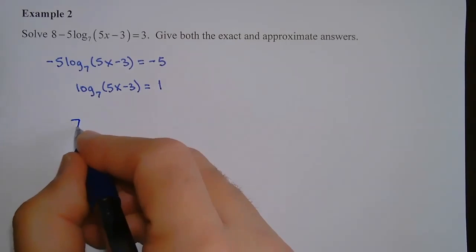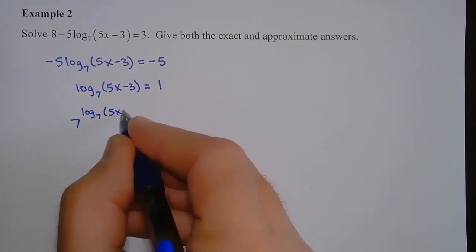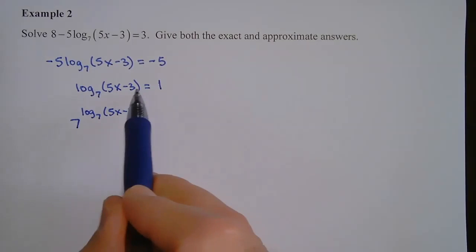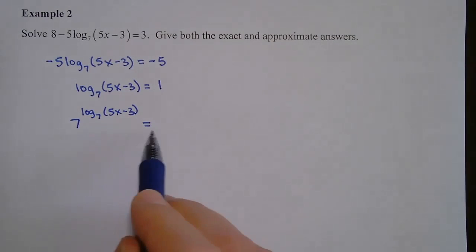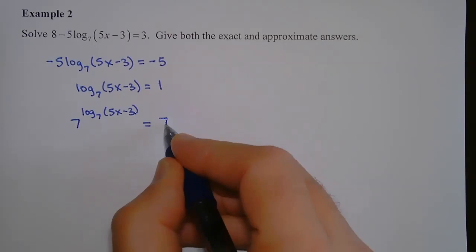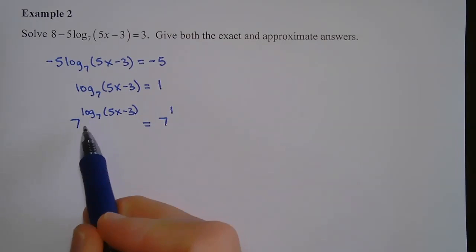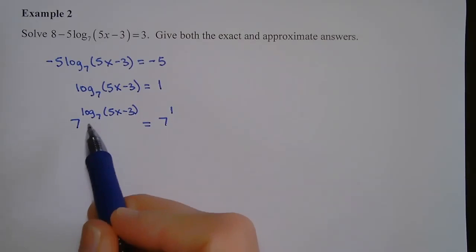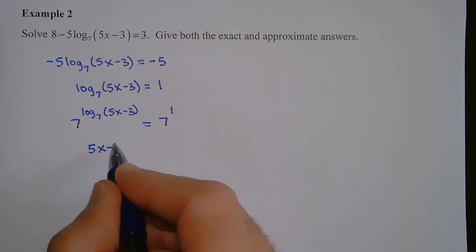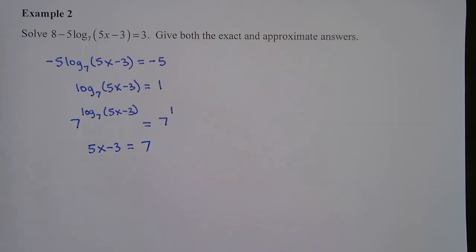So 7 raised to the log base 7 of 5x minus 3 is equal. The reason you can't just attach a 7 here is that the equals is in the wrong spot. The equals needs to be this exponential is equal to this exponential. So this would be 7 to the first power. 7 raised to the log base 7, they undo each other, so you're left with 5x minus 3 is equal to 7 to the first, which would be 7.